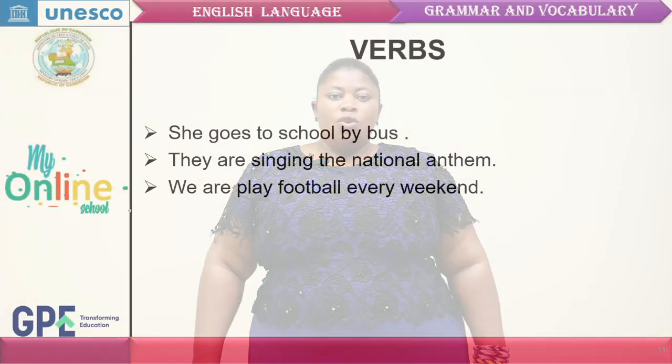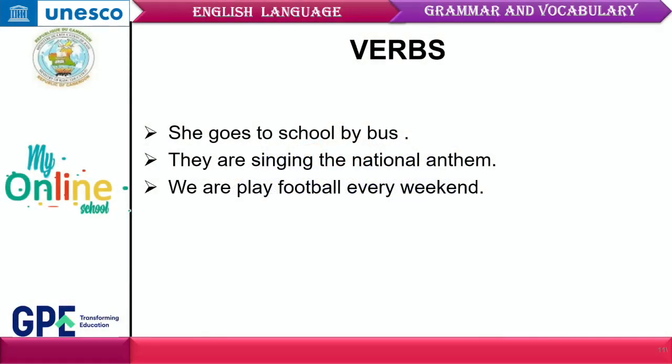Here are some sentences. Read them aloud with me. She goes to school by bus. They are singing the national anthem. We play football every weekend. The task here is for you to identify the action in each sentence.